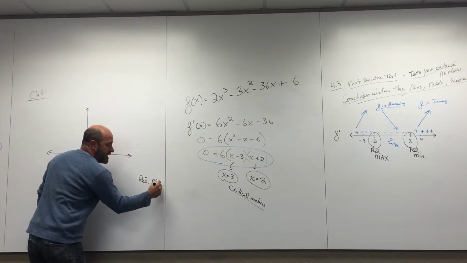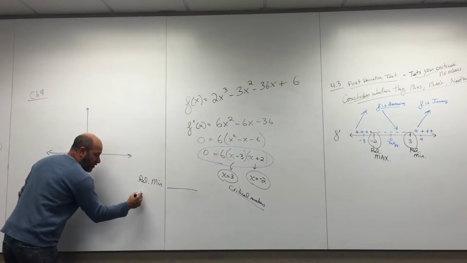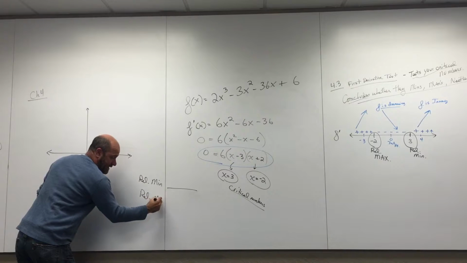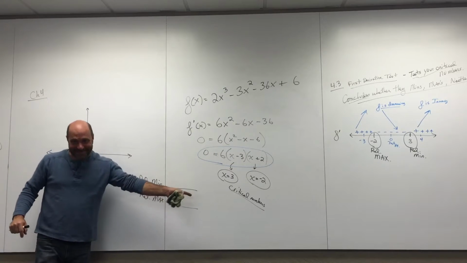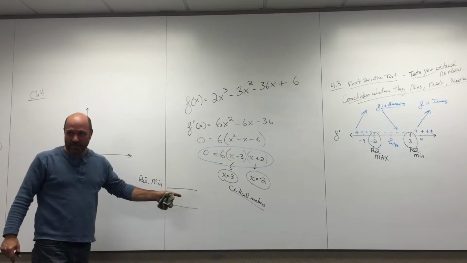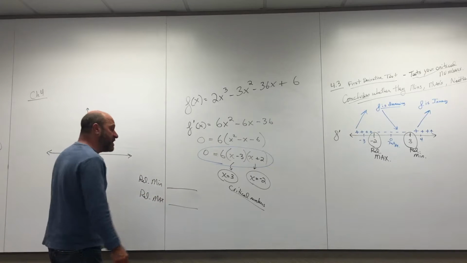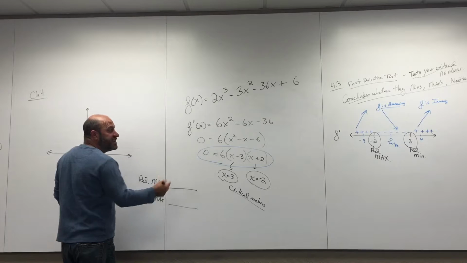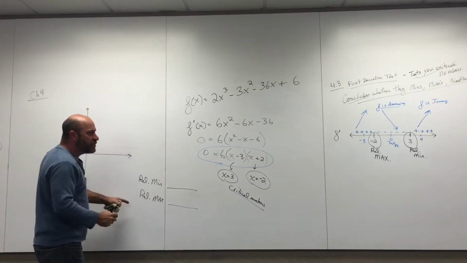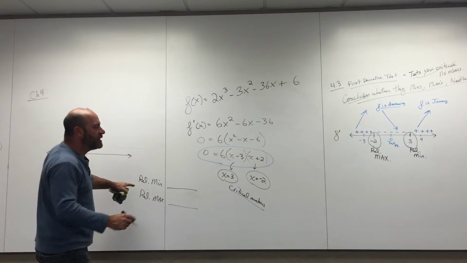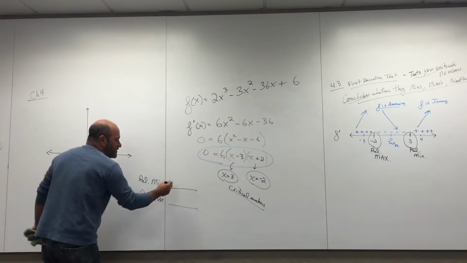What are the relative mins? And I leave a blank. What are the relative maxes? I leave a blank. If there aren't any, you should tell me there are none, or something like that. But we found some. And if you find some, you should list them as a point. So who's the relative min? Which one was the relative min? That was x equals 3.